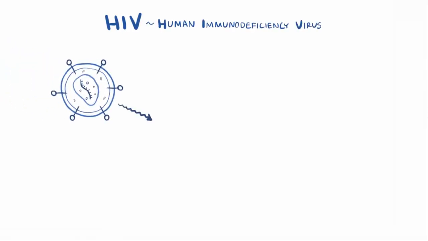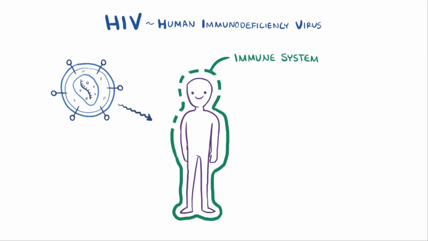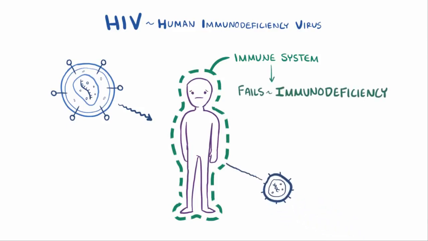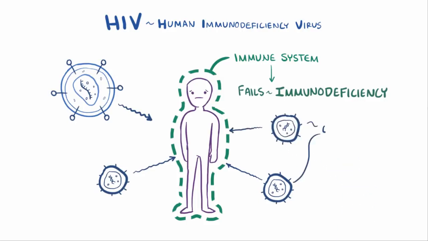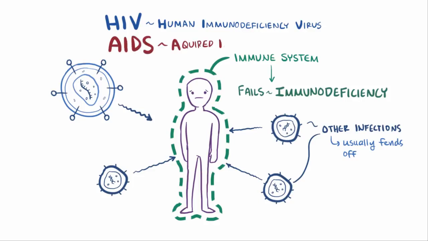HIV, or human immunodeficiency virus, is a virus that targets cells in the immune system. Over time, the immune system begins to fail, which is called immunodeficiency, and this increases the risk of infections and tumors that a healthy immune system would usually be able to fend off. These complications are referred to as AIDS, or acquired immunodeficiency syndrome.